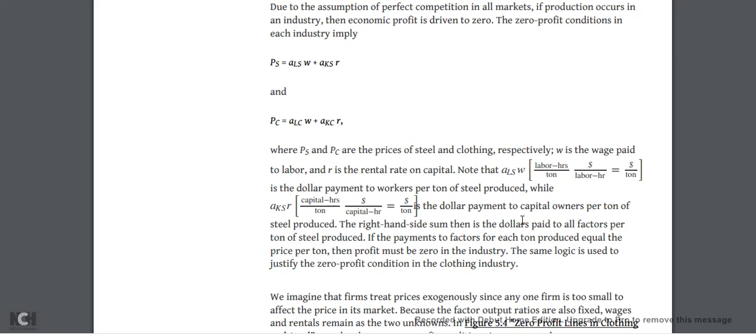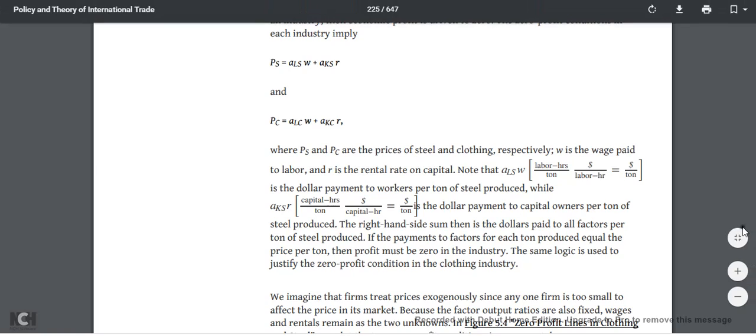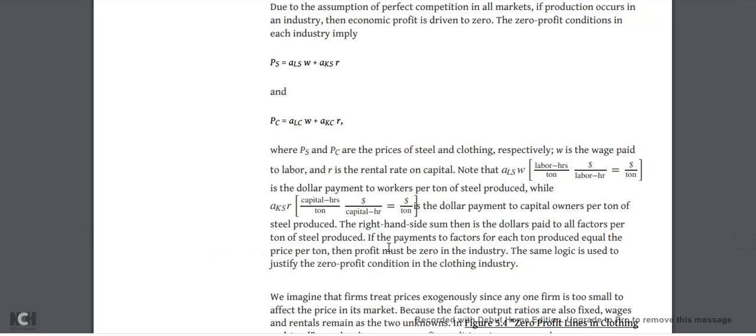So it clearly says how much is the payment of rent, the rental rate of capital, paid to the capitalist. It is dollars per ton. Okay. So the right-hand side is the sum of these dollars paid to all factors per ton of steel produced. Now, if the payment to these factors for each ton produced is equal to the price per ton, then we can understand both are equal. That means the factors used cost is equal to the price per ton, so the profit must be zero in the industry.